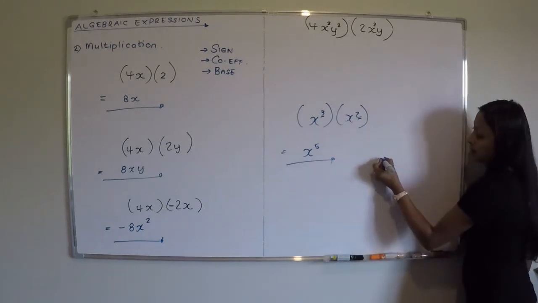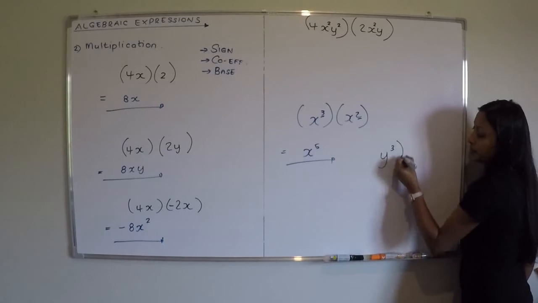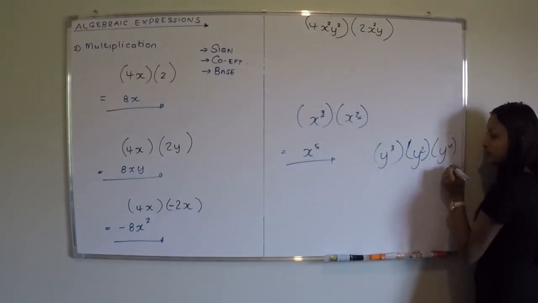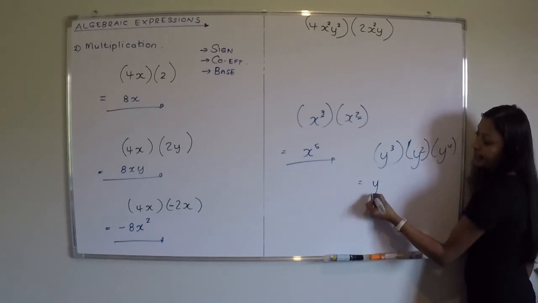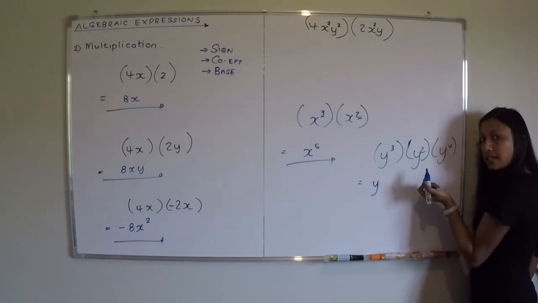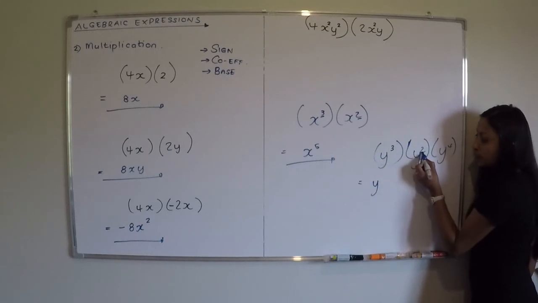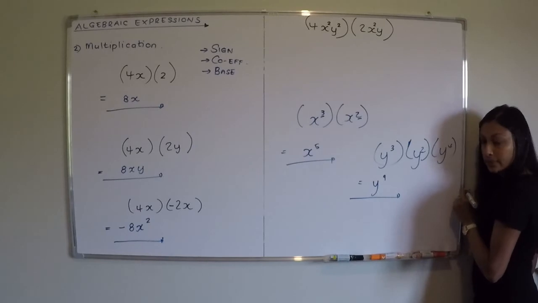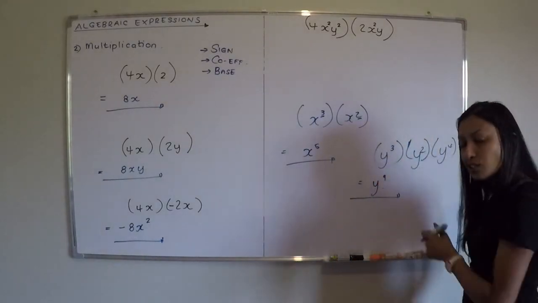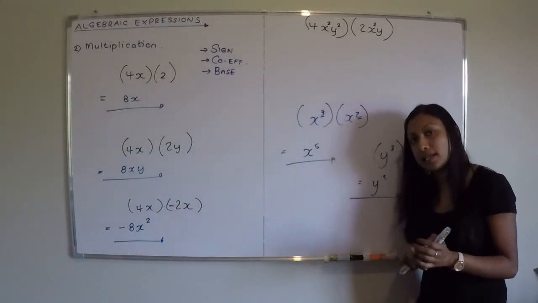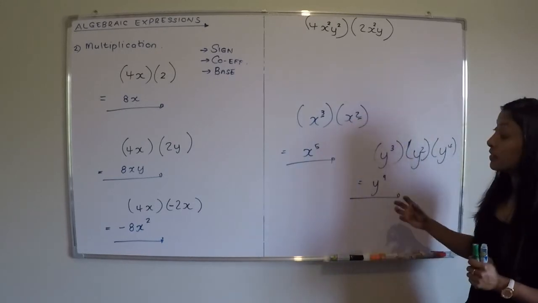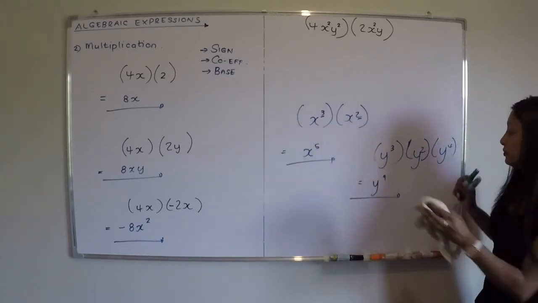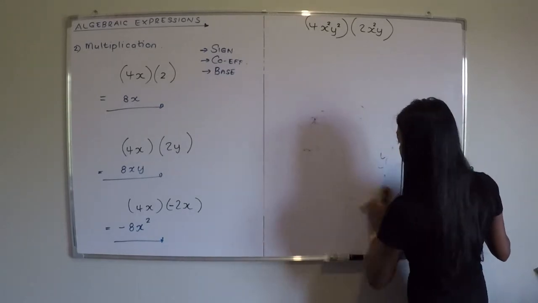Let me do another one. If you have y cubed times y squared times y to the 4th. The base is y. And you're multiplying, let's add the exponents. 3 plus 2 is 5 plus 4, y to the 9. So this has to do with the first law, or the multiplication law, in exponents, and it is covered in a separate video. So, let us carry on with the sum now.